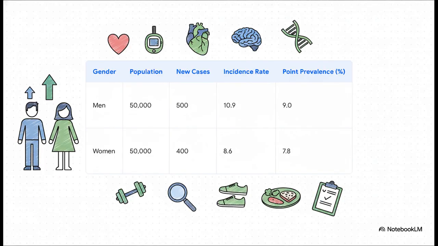And you can also use these tables to compare different groups. So in this example, we're looking at diabetes. And right away, the data shows us that men in this group seem to have a higher rate of new cases and a higher overall rate of the disease than women. Now, that's a clue. It could mean anything: biology, lifestyle, maybe even just how often they get screened, but it tells researchers where to look next.